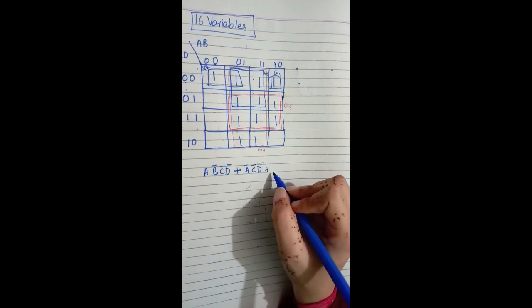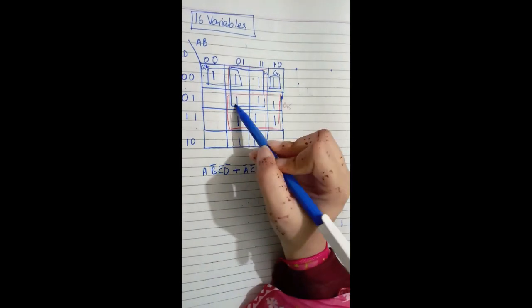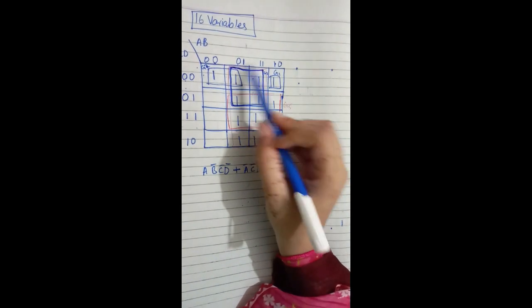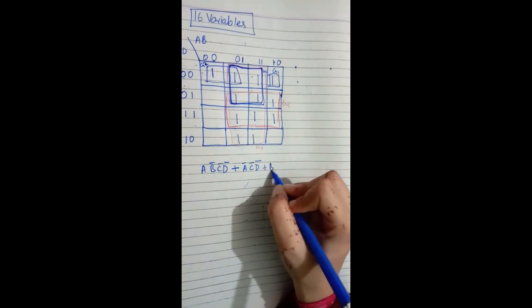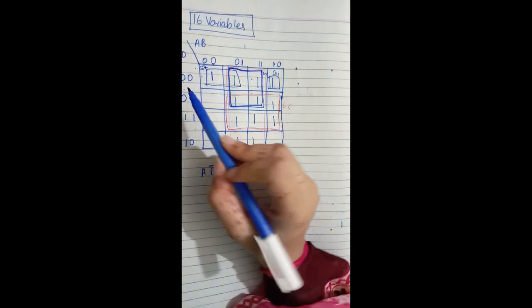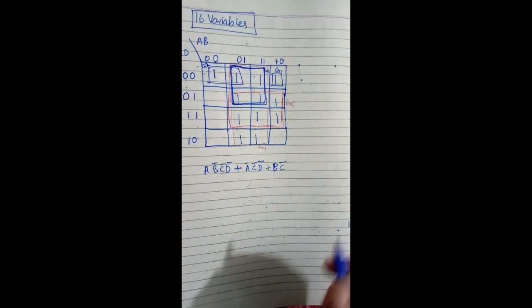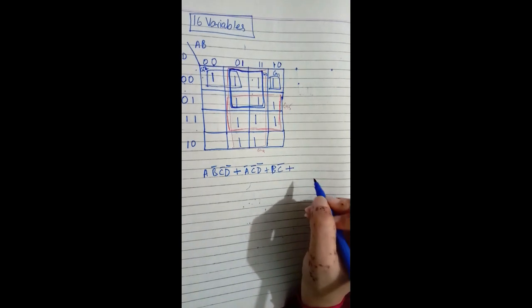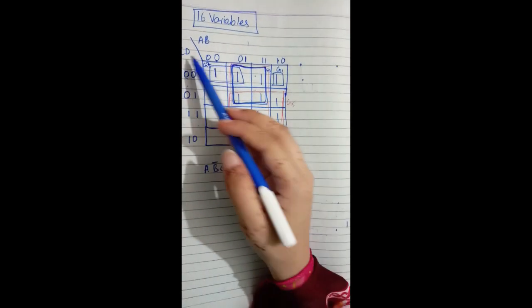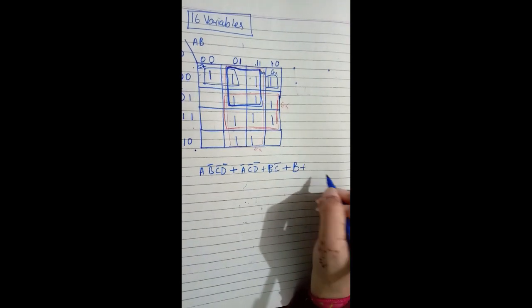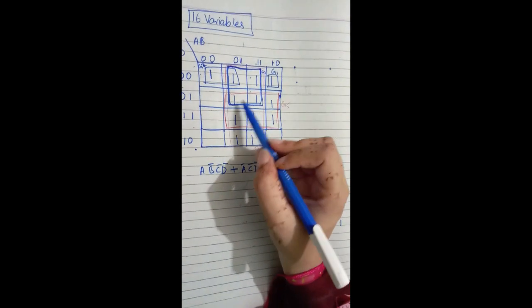Now the group 3 is this one. A is changing, B remains same, so B. C is same, that is C bar. D is changing, so we will not write the D. The next is group 4. This whole is the group 4 in which C and D are continuously changing. A is changing and just B remains same. So only B is in the group 4. Then we will write the group 5, which is this one.